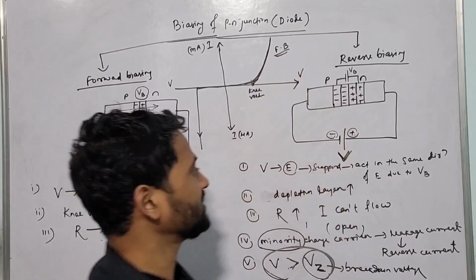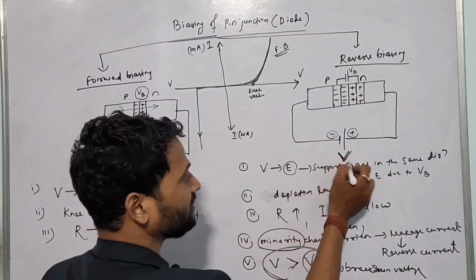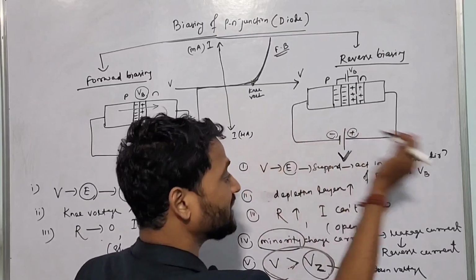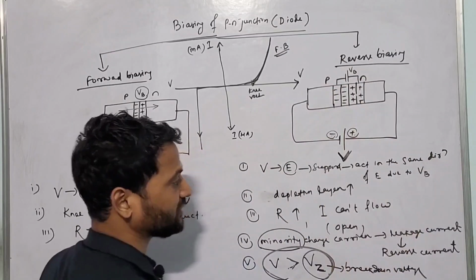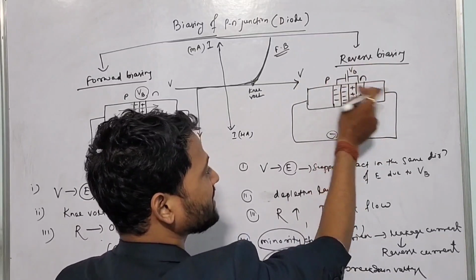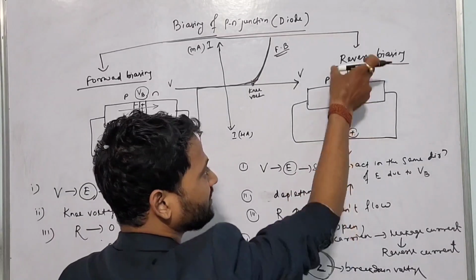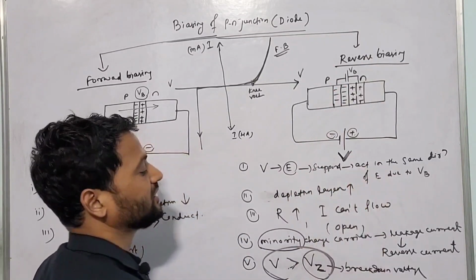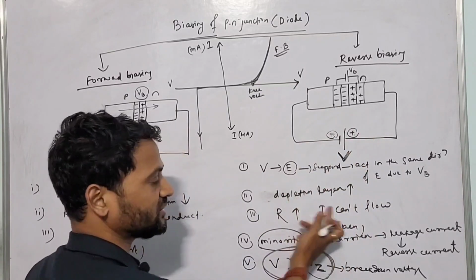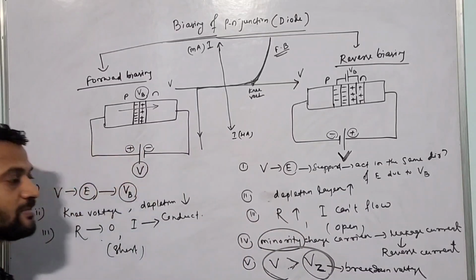But during reverse bias, minus is connected to P and plus is connected to N. Again, the potential difference develops an electric field. That electric field acts in the same direction as the electric field due to the potential barrier, meaning that electric field will support it. So more and more positive and negative charges will accumulate here, and the width of the depletion layer will increase. If the width increases, what about the resistance? Resistance will increase, so current cannot flow. It will act as an open circuit.